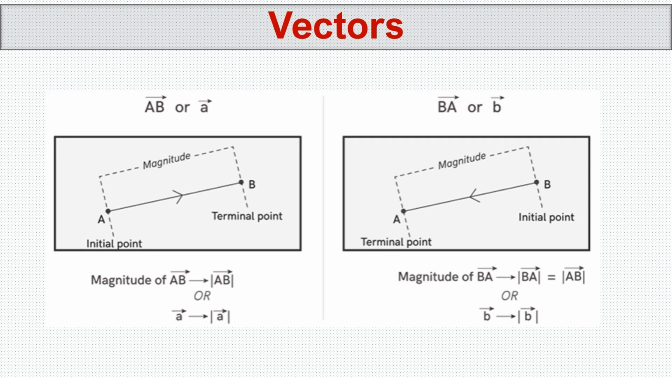With this vector AB, we can simply write a small a with a vector sign. If we have vector AB, we can say it as a small a with a vector sign as well. So this is also a notation. Here A is the initial point and B is the terminal point. In vector BA, B is the initial point and A is the terminal point. So starting point and end point are what matter.